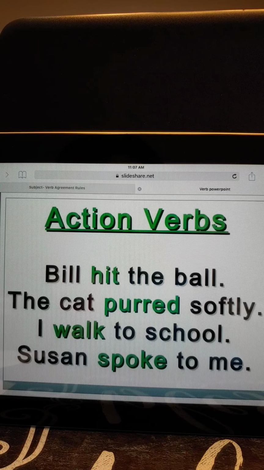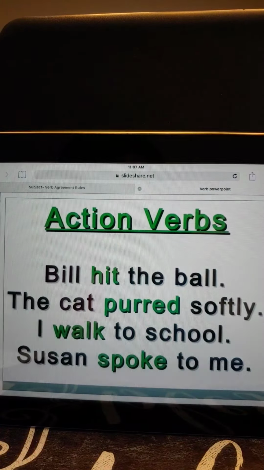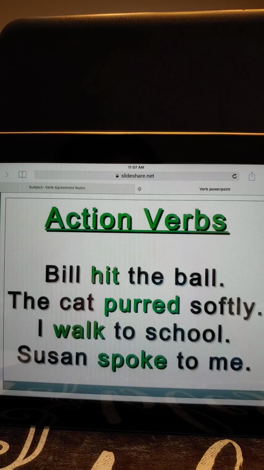Number 2, eerie lightning flashed, okay? Eerie lightning flashed. Lightning is our subject. So we're underlining that once. Flashed is an action. It's a verb. We underline that twice. So everybody understand that, I hope. If you don't, please email me in Google Classroom, please.